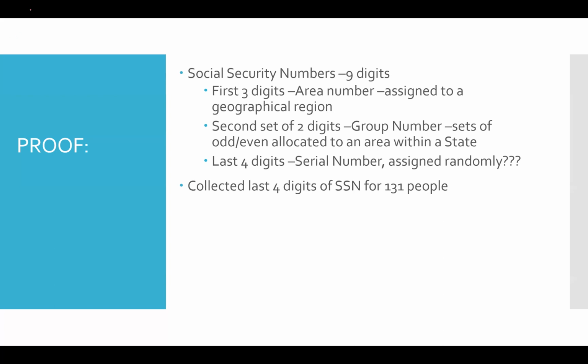So for example, if I wanted to include myself, the last 4 digits of my social are 6275. I could include my husband. His last 4 digits are 6386. My daughter is 1901. Okay, so I collected the last 4 digits for 131 different people.